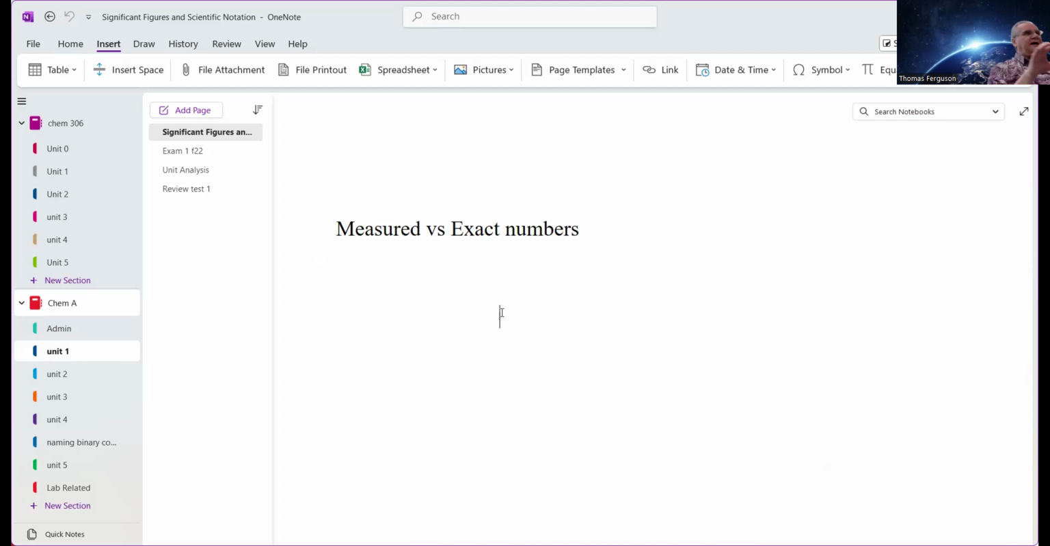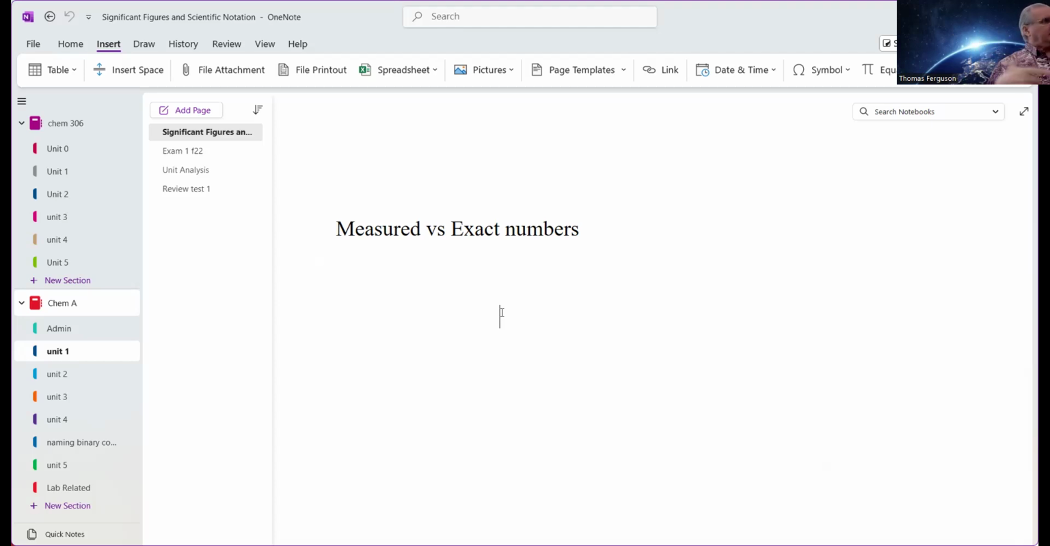Anyway, we'll be getting into that a lot starting tomorrow and Thursday. But exact versus measured: just think in your head, is this by definition? If it's by definition, infinite. Now, when we start Unit 2 on balancing equations, there are some coefficients there, and those are also exact. So those coefficients are infinite sig figs.